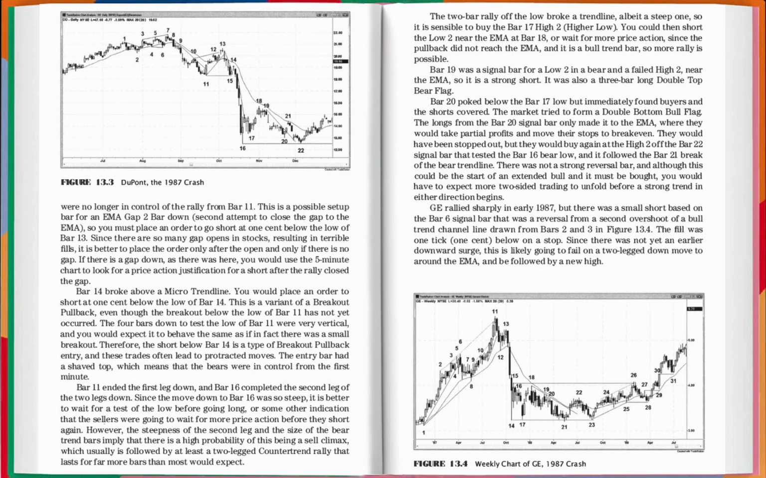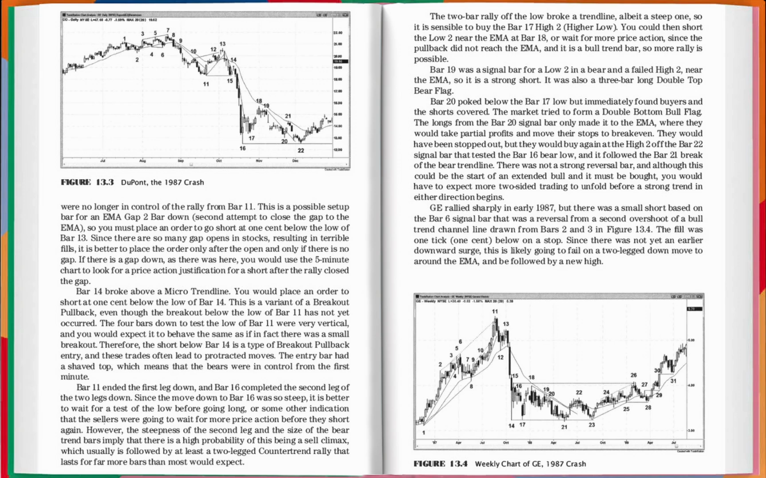Bar 11 ended the first leg down, and bar 16 completed the second leg of the 2 legs down. Since the move down to bar 16 was so steep, it is better to wait for a test of the low before going long, or some other indication that the sellers were going to wait for more price action before they short again. However, the steepness of the second leg and the size of the bear trend bars imply that there is a high probability of this being a sell climax, which usually is followed by at least a 2-legged countertrend rally that lasts for far more bars than most would expect.